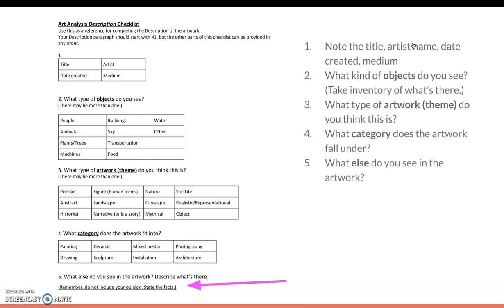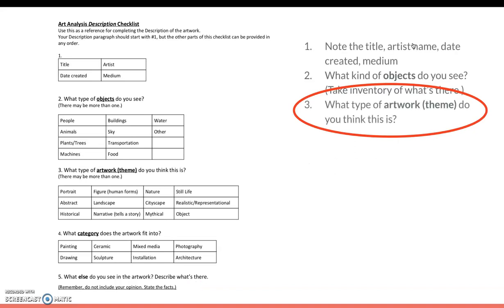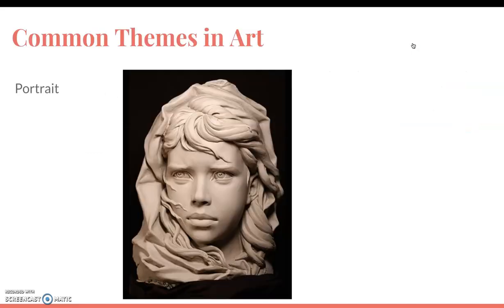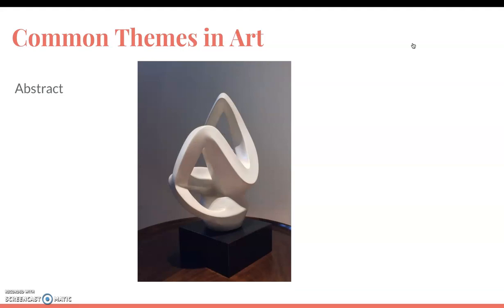So we're just focusing on the third part, which is what type of artwork or theme do you think this is? So these are just common themes of art. This is not an exhaustive list, or we'd be here forever. But artwork kind of falls into very common themes. The first one is portrait, which would be the image of a person. The second one is abstract. Yes, abstract can be a theme. It's also a style. There are several art movements that are considered abstract. But again, that's a theme.